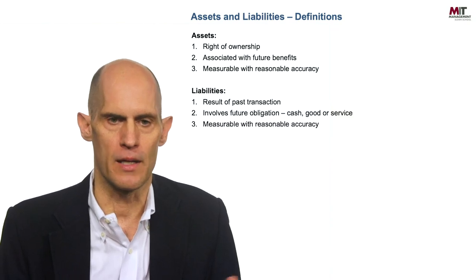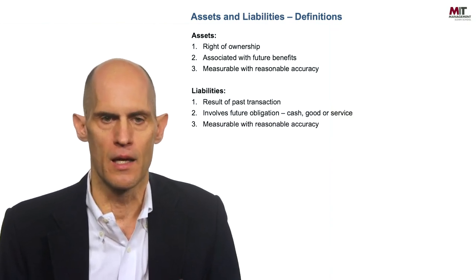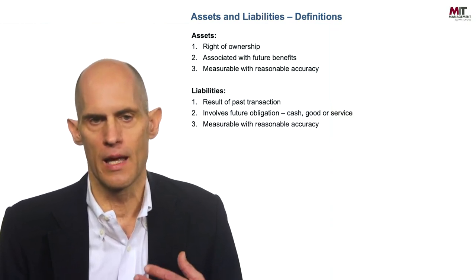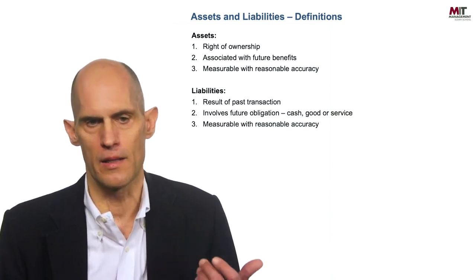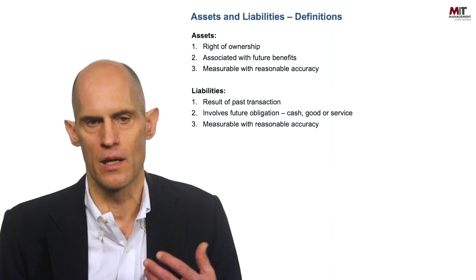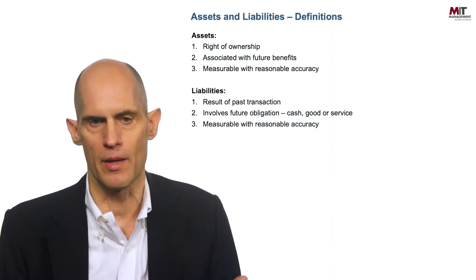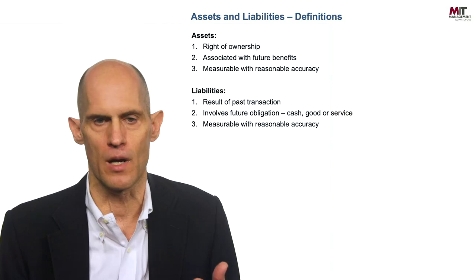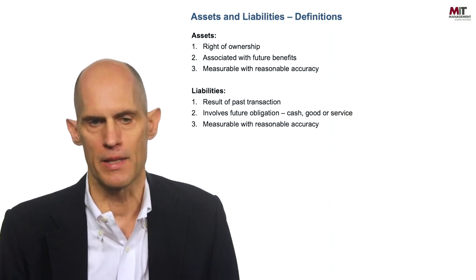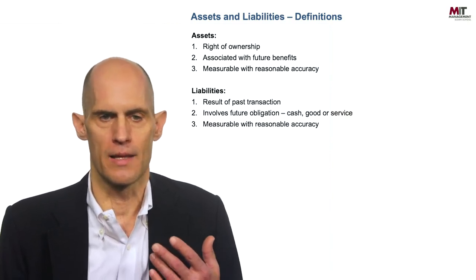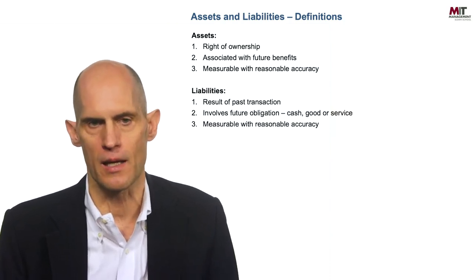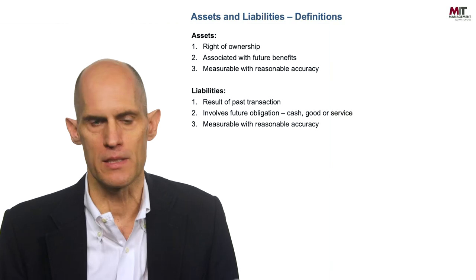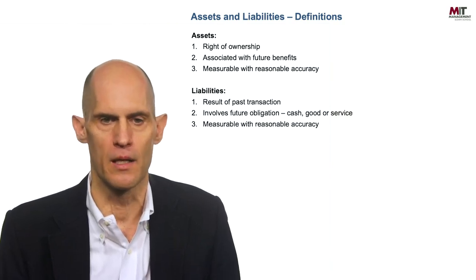The one liability that we've seen earlier today that won't be on the balance sheet is if you're sued. If you're sued, there's a past transaction, there's a future obligation, you're probably going to have to pay out some kind of cash or settle it otherwise. But the accounting system says that the lawsuit is not measurable with reasonable accuracy, so that's not going to be a liability. It'll be something called a contingent liability, which will show up in the footnotes to our financial statements.